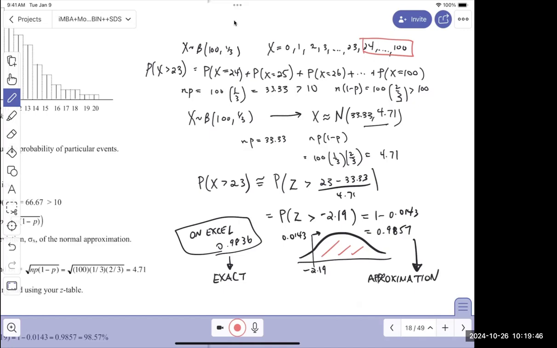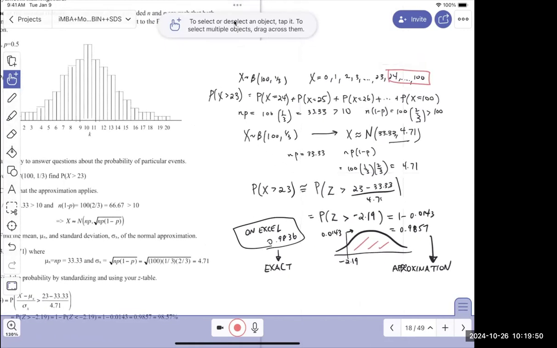All right. And so, questions about that? Professor, I've been doing it on Excel, and the number it gave me was 0.9858. It wasn't 0.9836. X greater than 23. So this is X greater than 23. That's pretty much X greater than 23. I'm not sure. You'd have to send it to me, but this is X greater than 23. Do you agree? Let me show you the Excel.